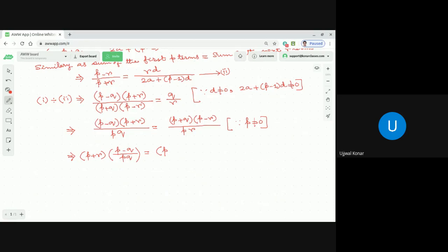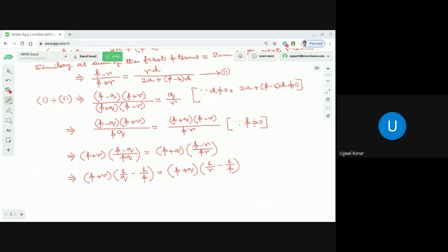Are you getting my point, dear students? What I'm saying is that (P plus Q) into (P minus R) divided by PR, correct? So from here, what are we going to get? (P plus R) into (1 by Q minus 1 by P) is equal to (P plus Q) into (1 by R minus 1 by P), correct? Yes.